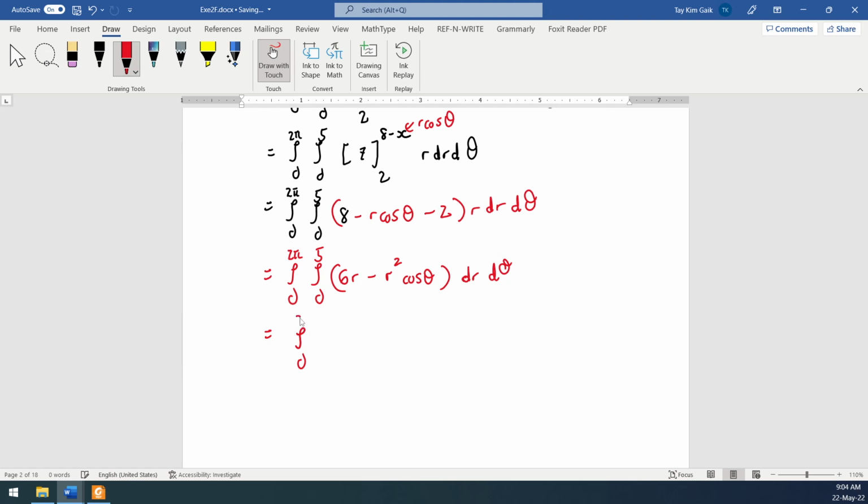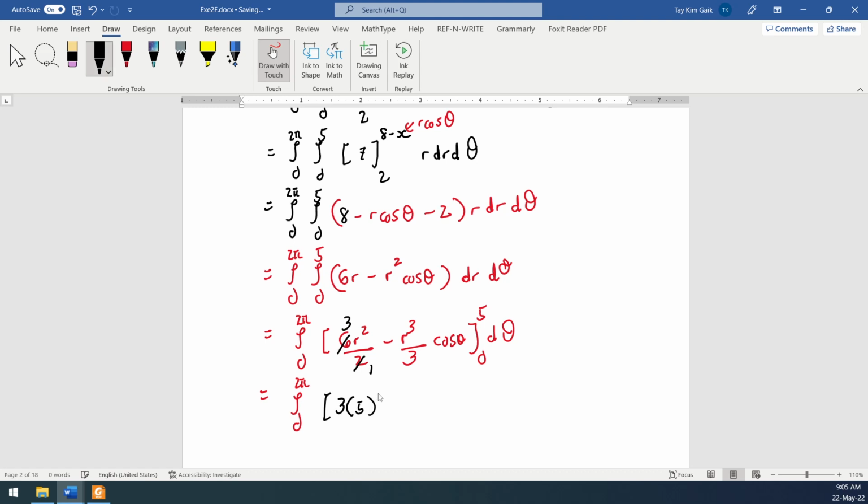So now integrate with respect to r. You have 6r squared divided by 2 minus r cubed divided by 3, times cos theta, d theta, with limits for r from 0 to 5. This is 3, so you have 3 times 5 squared minus 5 cubed divided by 3, and then cos theta. Substitute 0, everything is 0. So you get the theta here.